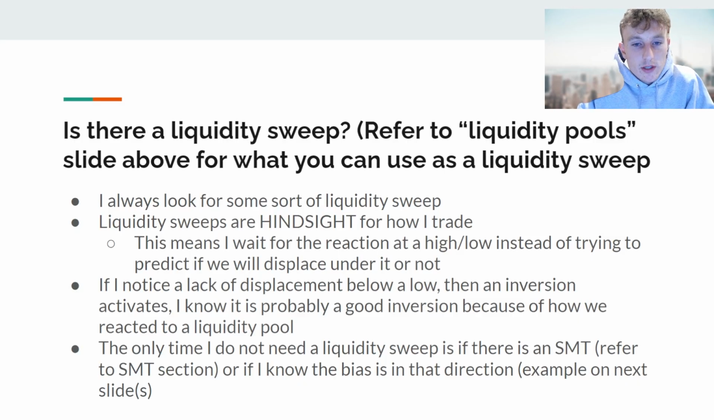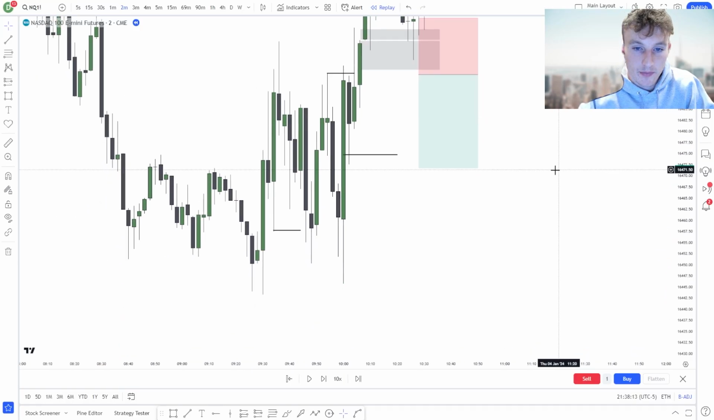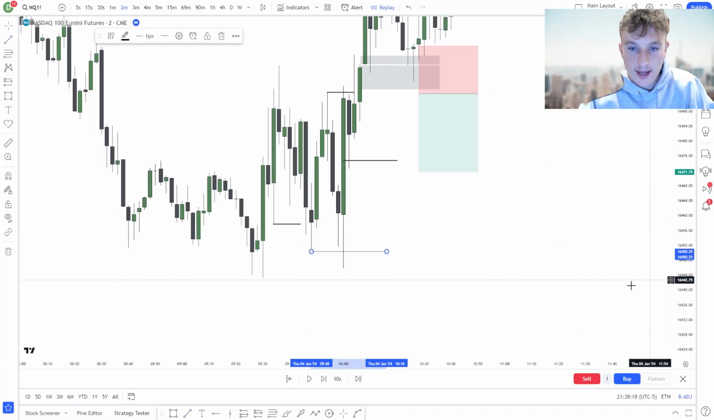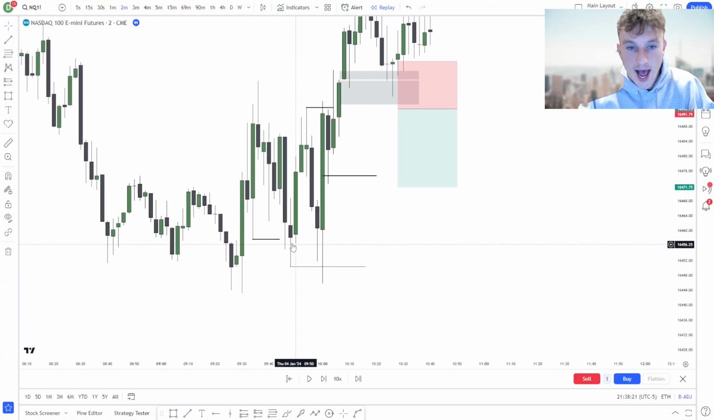So I'm always looking for some sort of liquidity sweep. And if not, I'm obviously looking for a higher time frame fair value gap delivery, which I'll go over. But liquidity sweeps are hindsight for how I trade. I wait for the reaction at a higher low. I don't try to predict if we're going to go under or not. So what I mean by that is I'm not trying to predict if we're going to go under this low or high. I don't know if we're going to displace under this or not. I wait. And then once I see this, and then I see this inverse, I see, okay, in hindsight, we barely displace under this. I now know this is a good inversion.